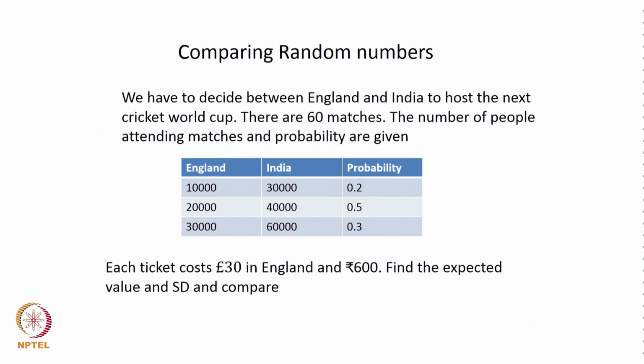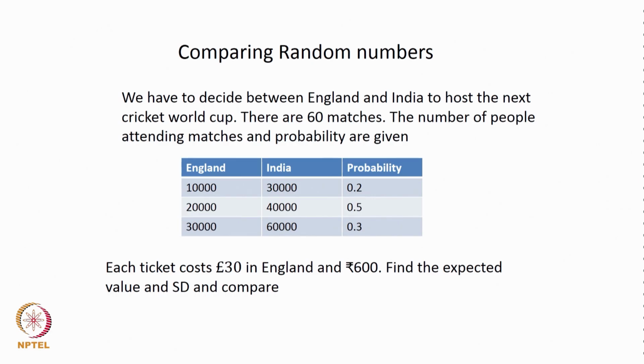Now, let us look at another example to compare random numbers and understand this. So, let us take an imaginary situation where say we have to decide between England and India to host the next Cricket World Cup. Now, let us say there are 60 matches, the number of people attending matches and the probability are given. So, please note that this is an imaginary problem that we are trying to solve, and we are only trying to explain the methodology using this interesting imaginary situation.